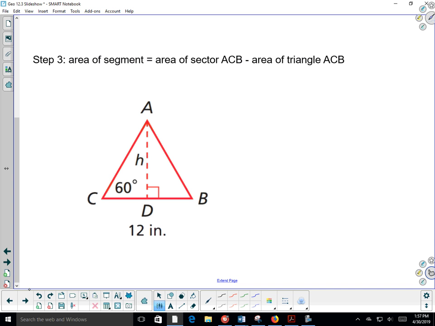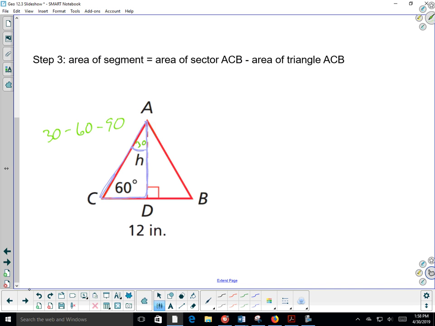True? Okay. You have a choice. You could use special right triangles, because what kind of triangle is this here? This triangle is a right triangle, but it also has a 60-degree angle in it, correct? So this angle must be what? 30. Everybody agree? So I could use the special 30, 60, 90. Agree? Or we could use trig.